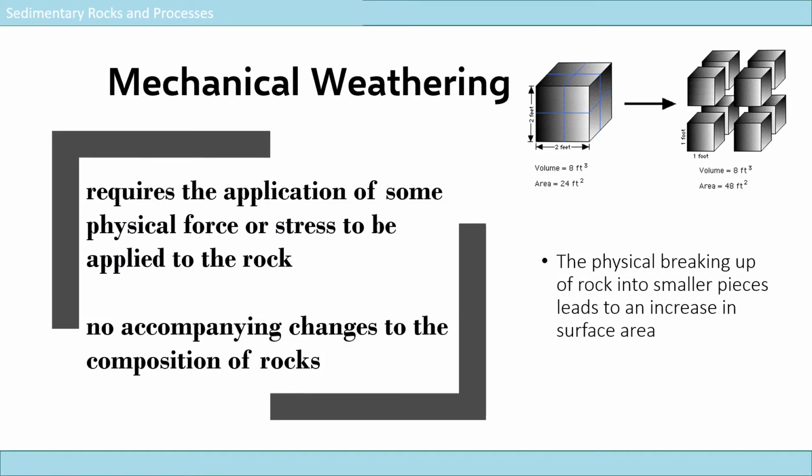For mechanical weathering, you have a physical force of stress that is applied to the rock. And because of this, you break your rock into smaller pieces, which increases the surface area of your rock. Okay, and it's good to note that there is no accompanying change to the composition of your rock. So what the composition of your rock was before is still the composition after. It's broken down into smaller pieces.